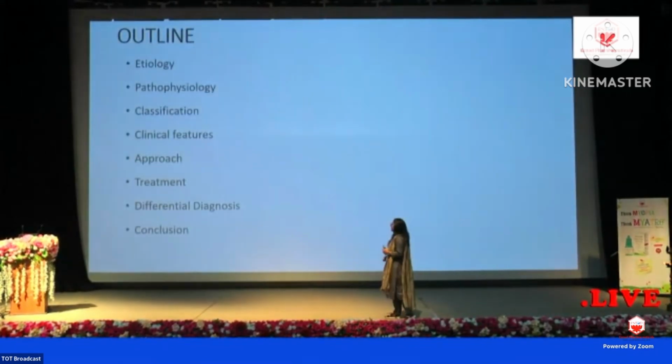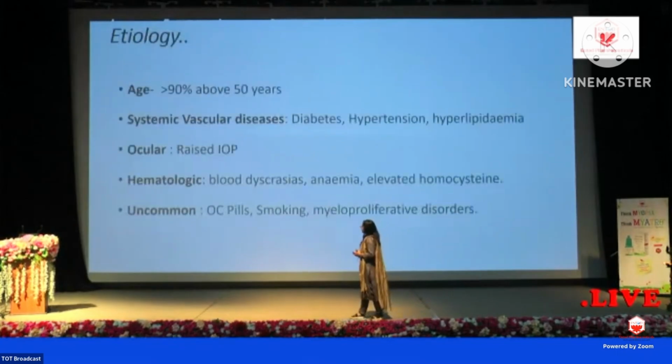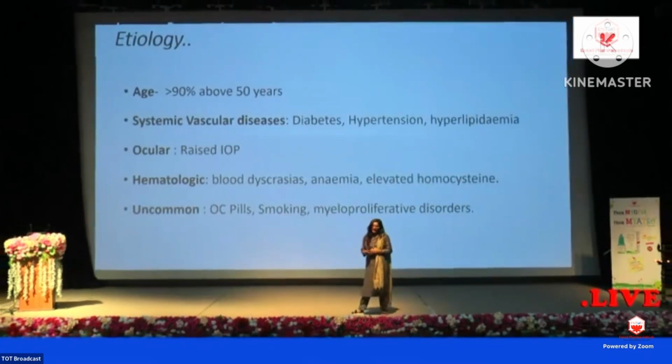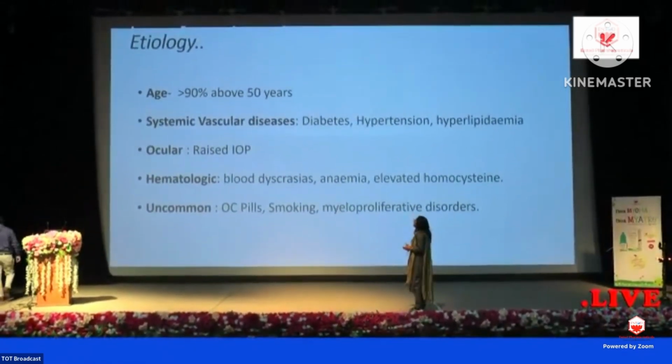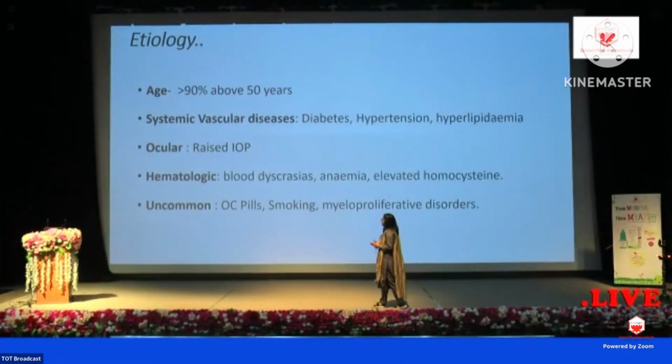Today I'll be talking under the following headlines. Coming to the etiology, age is the most important factor, with more than 90% of the cases occurring in the older age group. Other important factors include diabetes, hypertension, ocular factors like glaucoma, ocular hypertension.